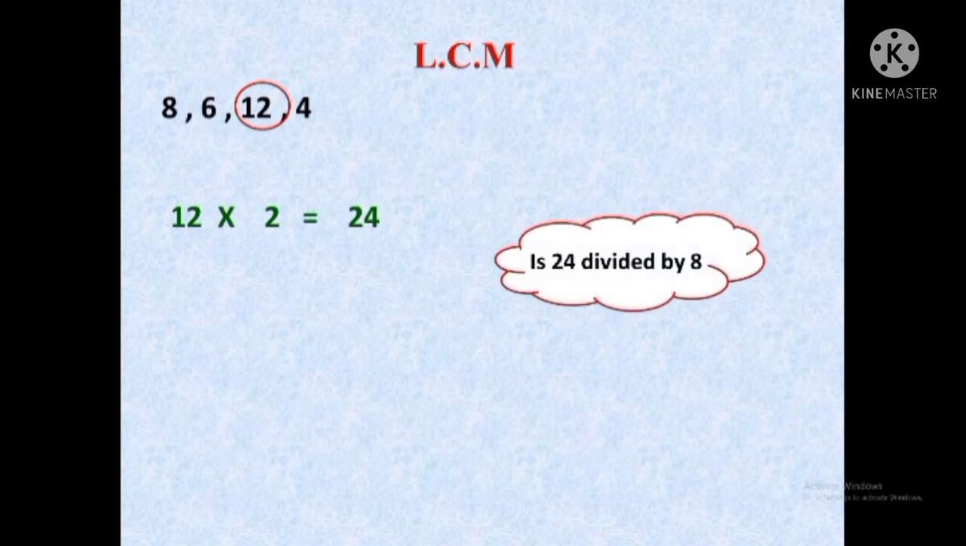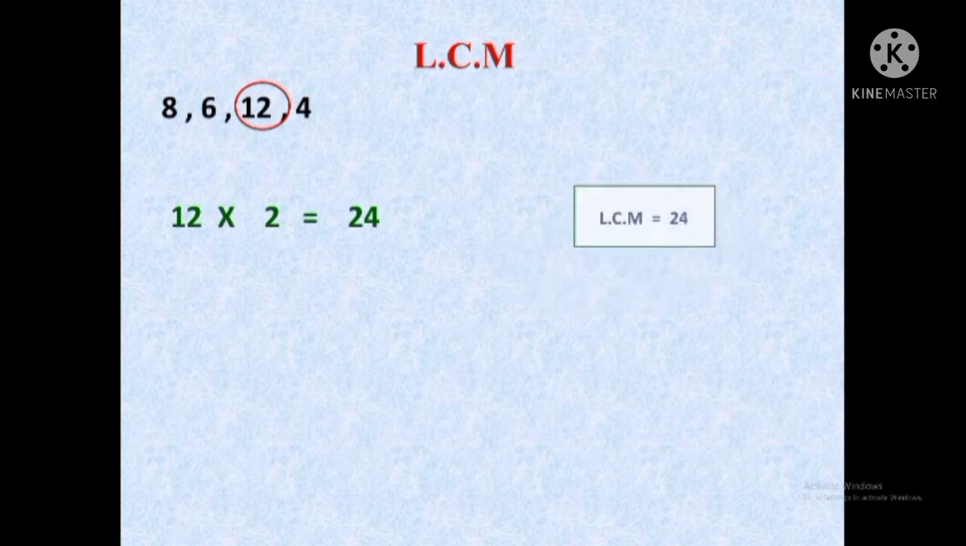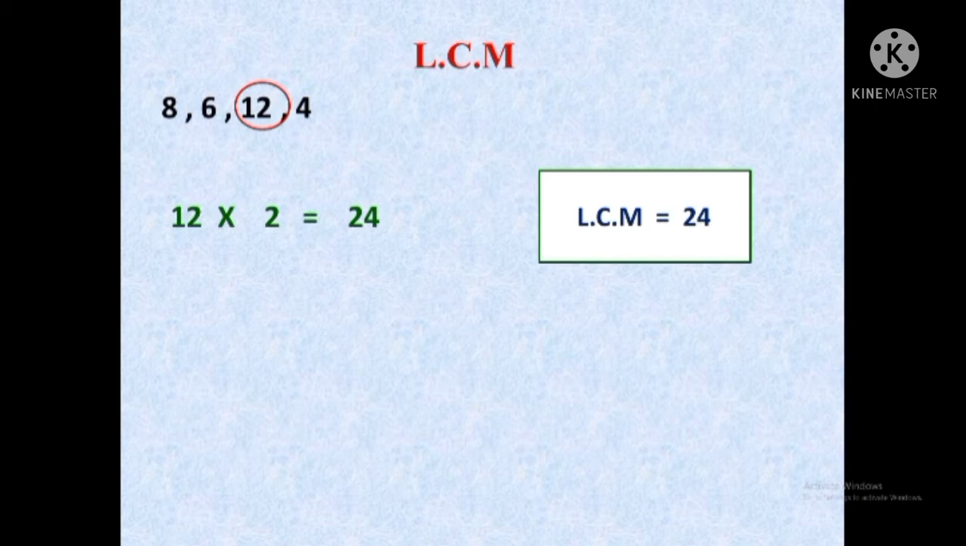So what we have done? If the biggest number is not divided by the other number, we are going to take the multiple of the biggest number and we are going to check whether the multiple is divided by the other number. So you may ask me whether we have to check for 4 and 6. It's not necessary. Since 12 is divided by 4 and 6, the multiple of 12, that is 24, will definitely be divided by 4 and 6. So checking is not necessary. So the LCM for 8, 6, 12 and 4 is 24.